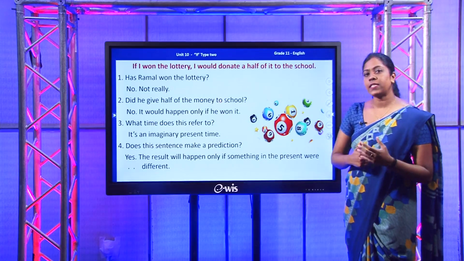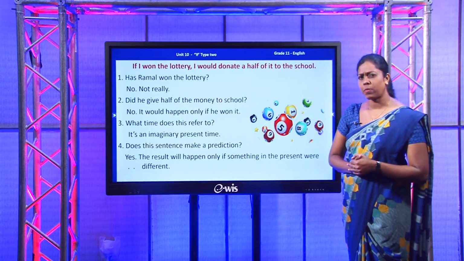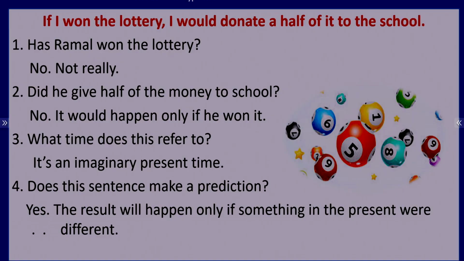Right, let's take a look at the first sentence uttered by Ramal. Remember what he said? He said, "If I won the lottery, I would donate half of it to the school." Right. Has Ramal won the lottery?